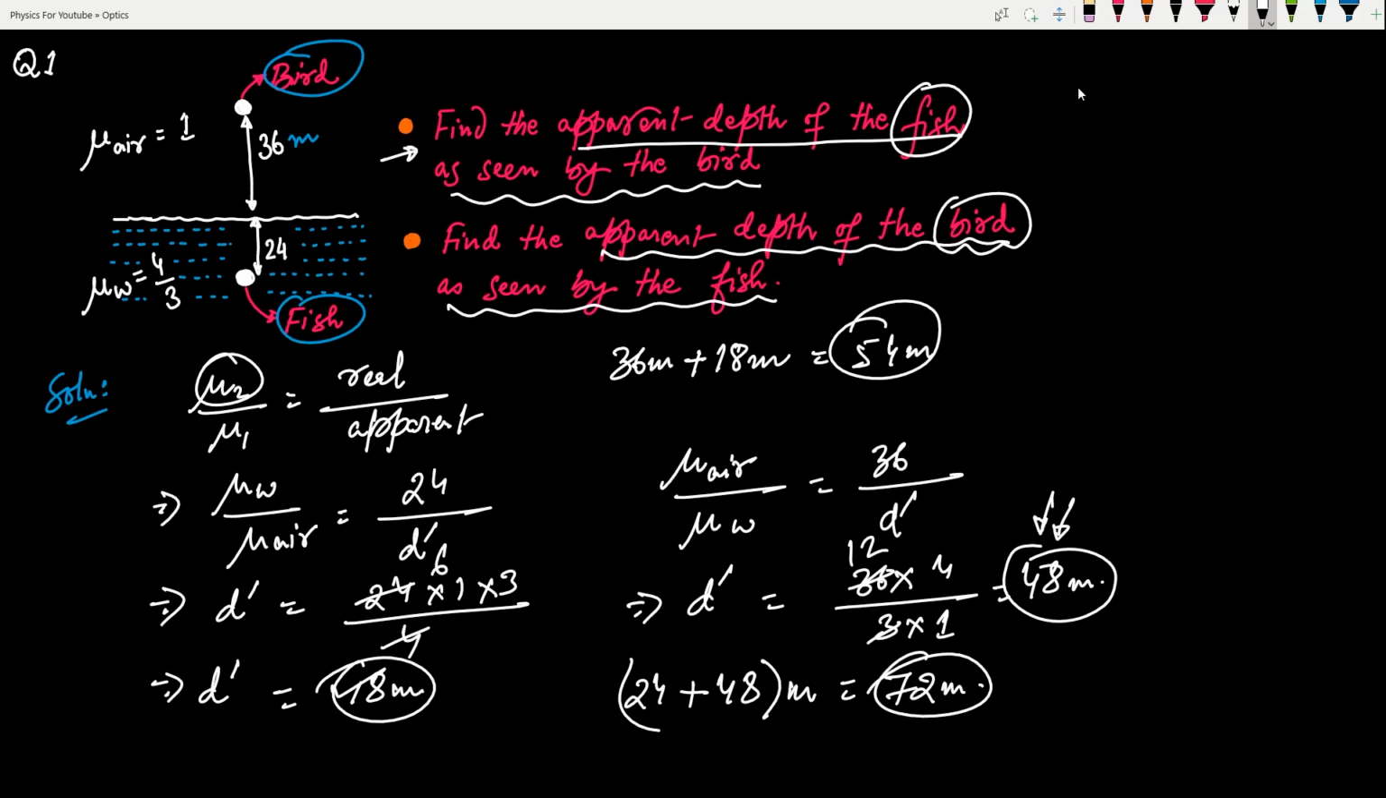So be careful. I hope now the concept of which medium should be taken as the second medium is clear. If you are clear with this, then you're good to go. You are in a good position. Okay, so this is all about the concept. Now let's look into our second problem.